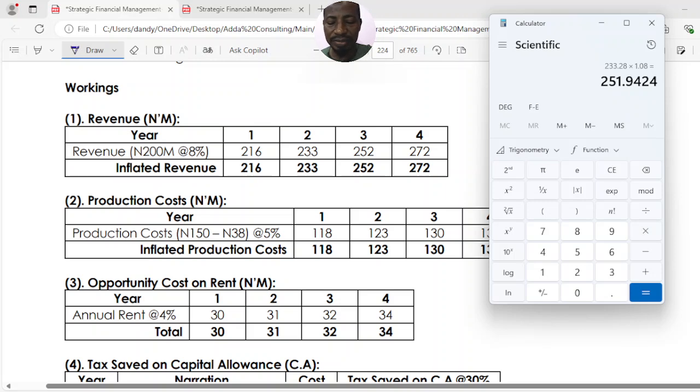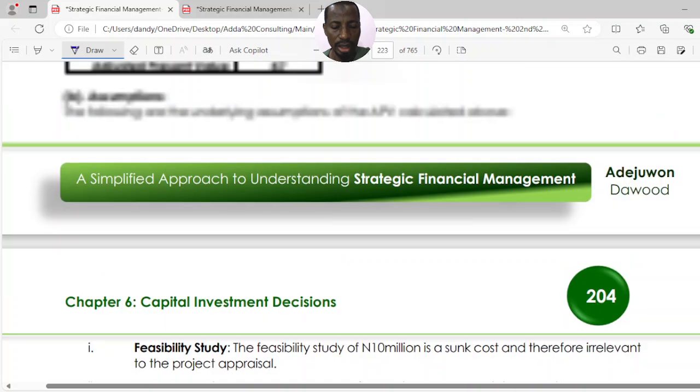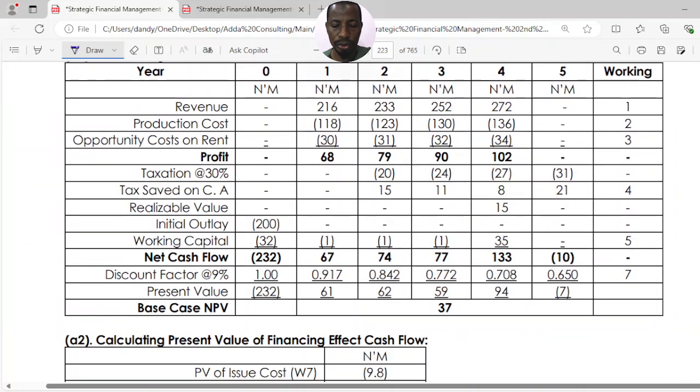Remember, this project has 4 years useful life. Then multiply by 1.08. Sorry, let me do that again. 1.08. That's how we got to 272. So then we go and post the revenue. That's the revenue here, working number 1.